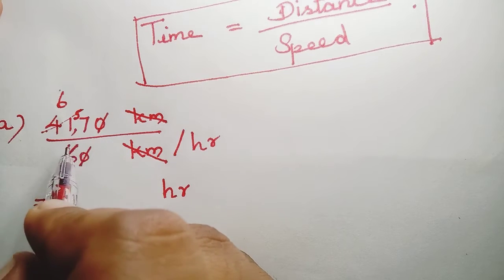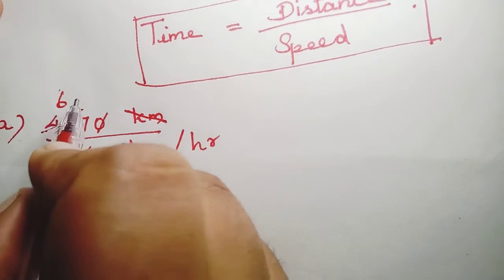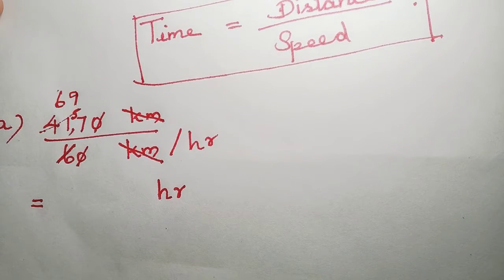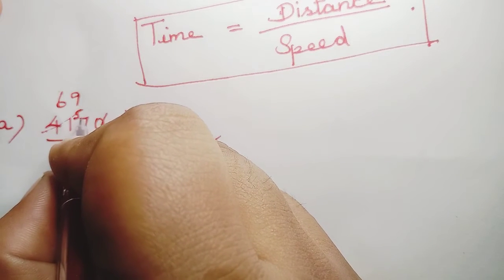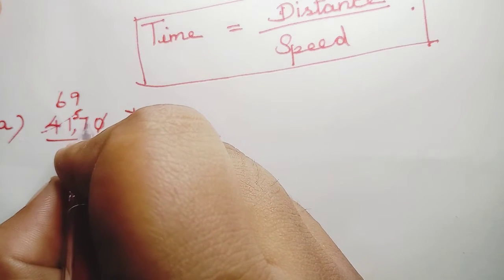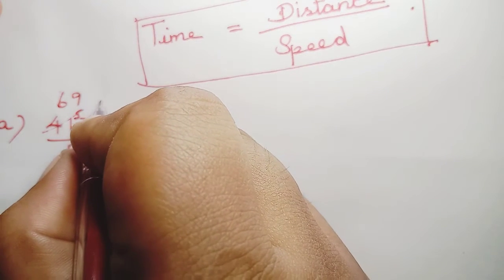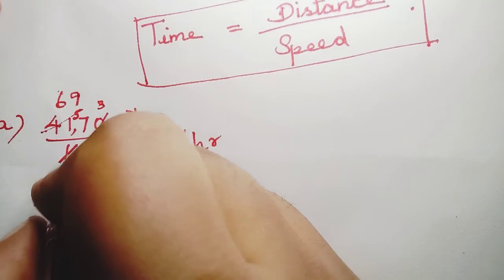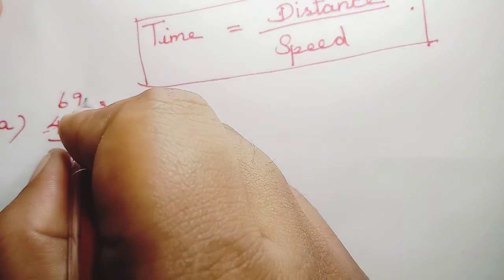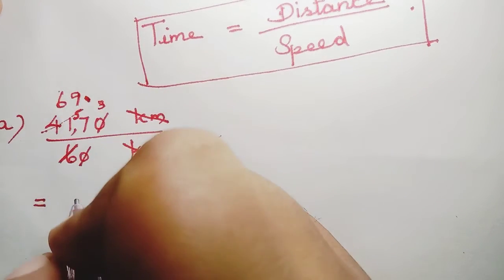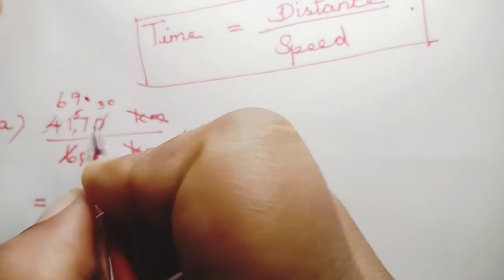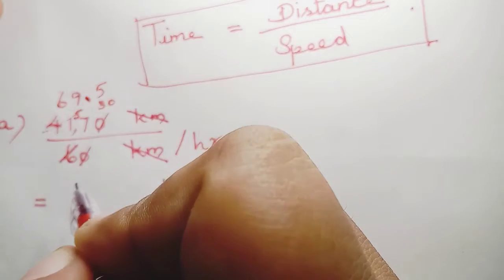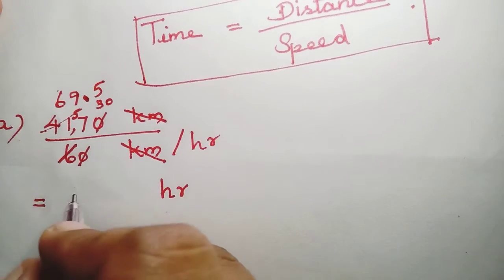So 57. So when you divide 57 by 6, you get 9. So 9 6s are 54. So you have remaining 3. Okay, so you have remaining 3. So when you get a digit which is less than your denominator, so this 3 is less than the 6, so you have to put a point here. Okay, then put a 0 here. So when you divide 30 by 6, you get 5. Okay, so this is your answer, 69.5.